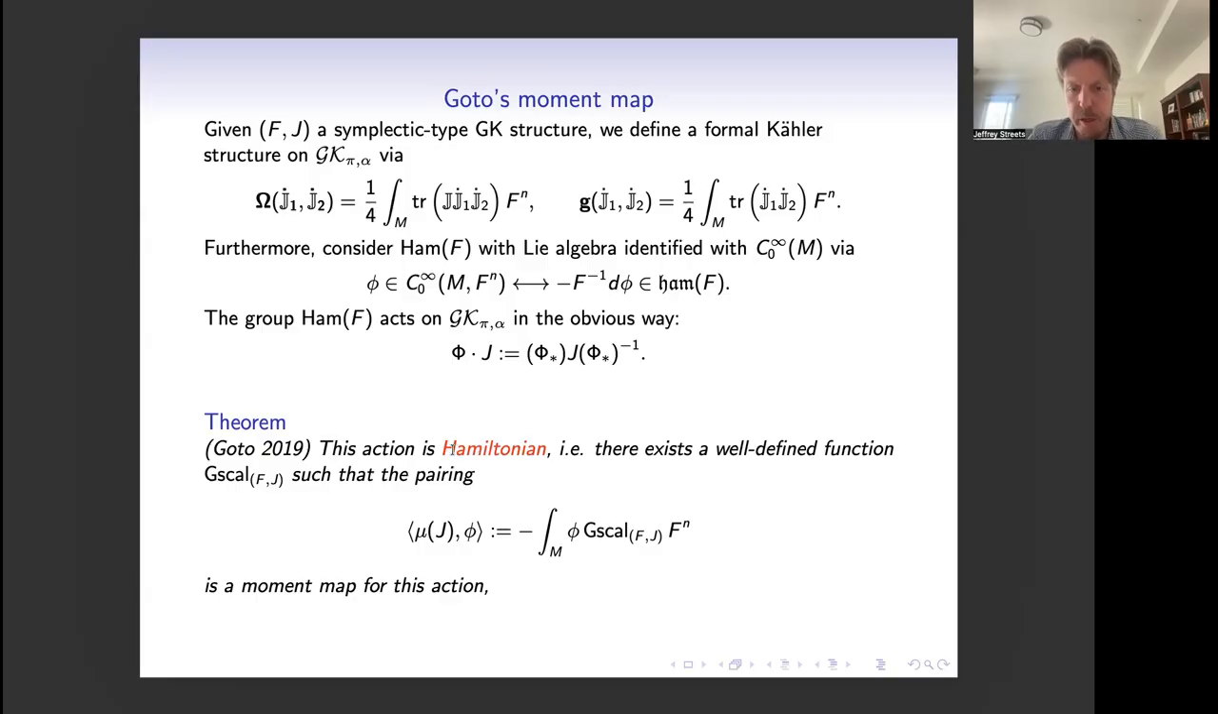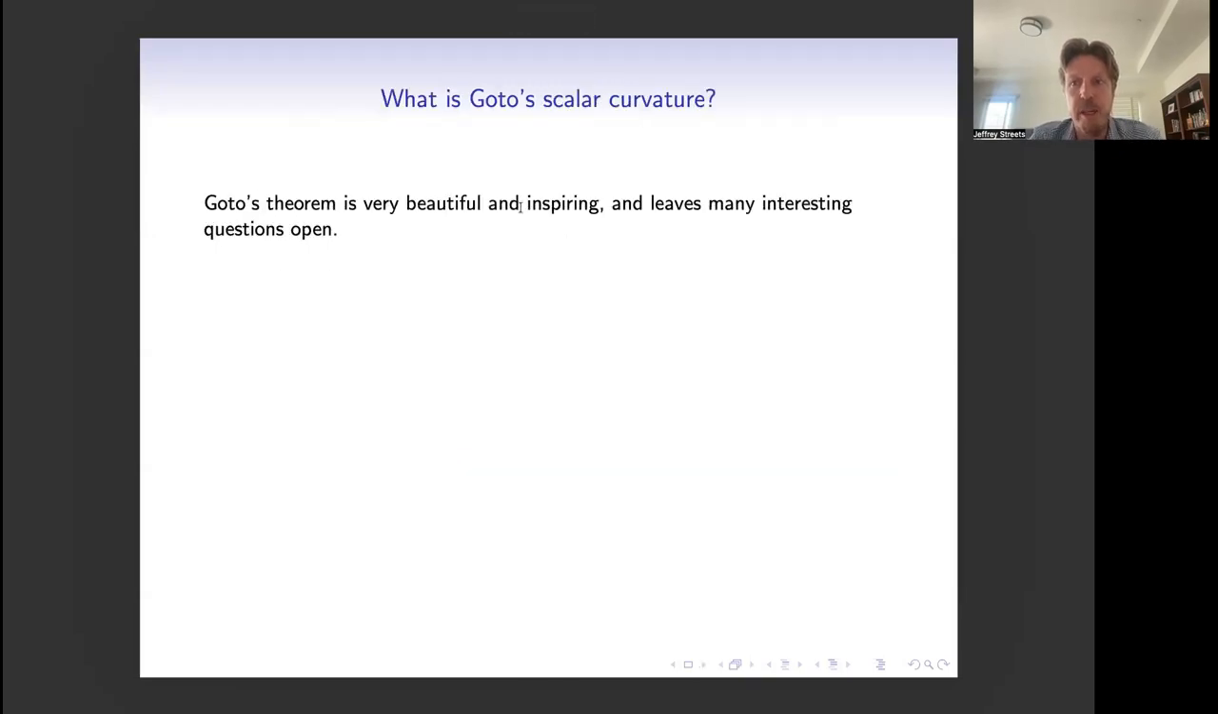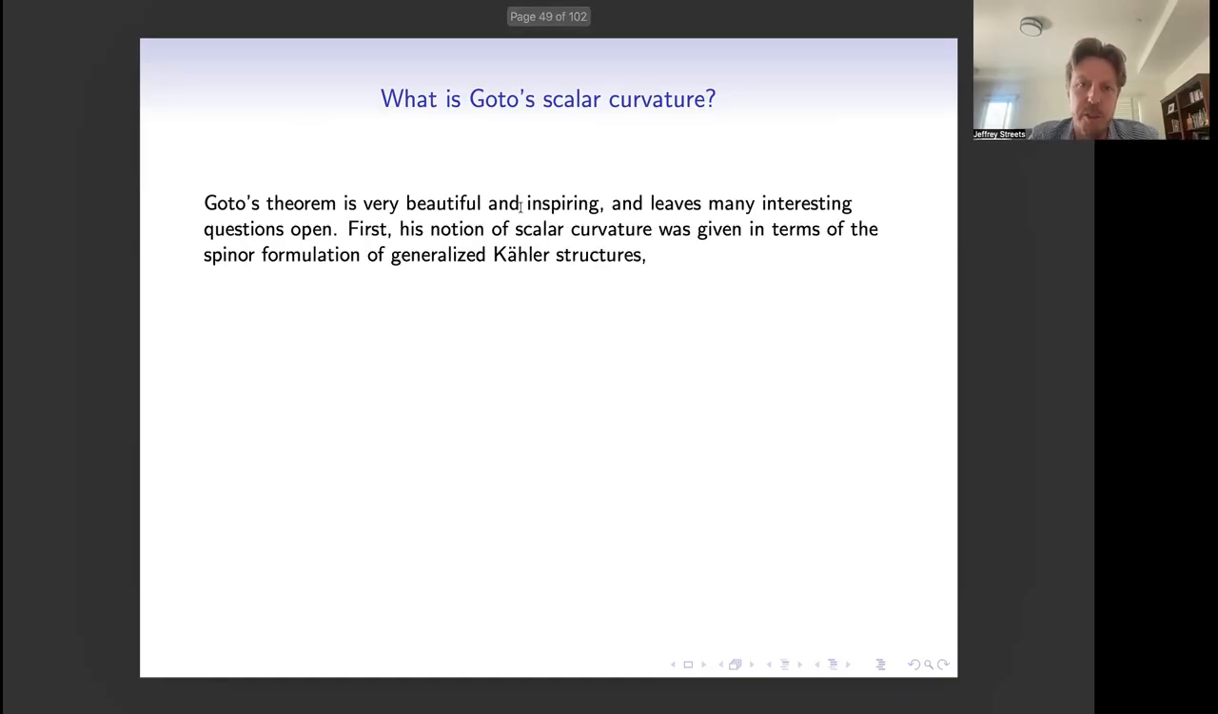Okay, so this is a very nice observation of Goto. But it's actually kind of an interesting side note to the story. So it's a very beautiful theorem. It also leaves a lot of interesting questions open. The first of which is that he defines his quantity. In a sense, he shows that the moment map exists, and then just calls that the scalar curvature. And more to the point, the formula is written down purely in terms of the underlying spinors defining the generalized Kähler structure. So a priori, we didn't really even know what the scalar curvature was, in the sense of some concrete formula.